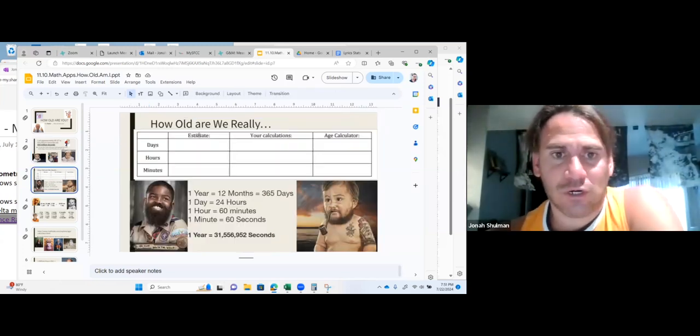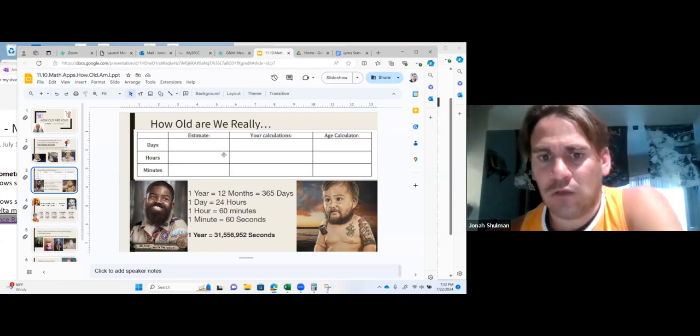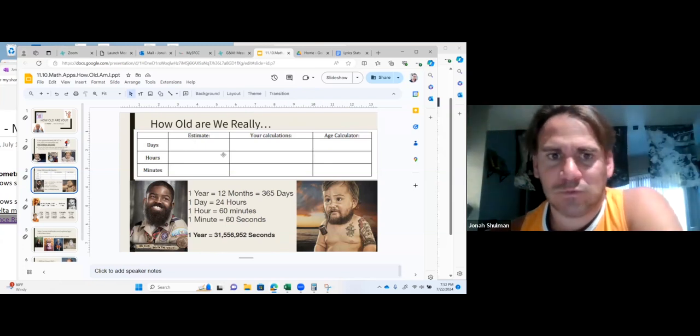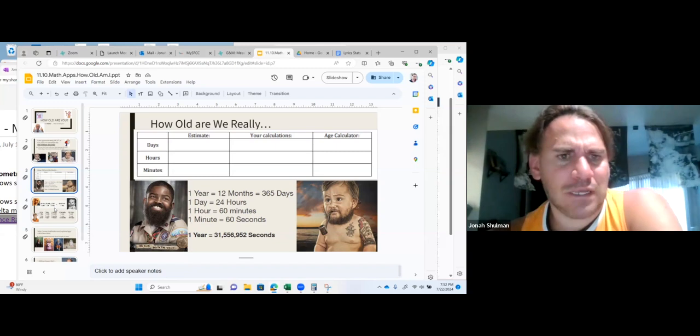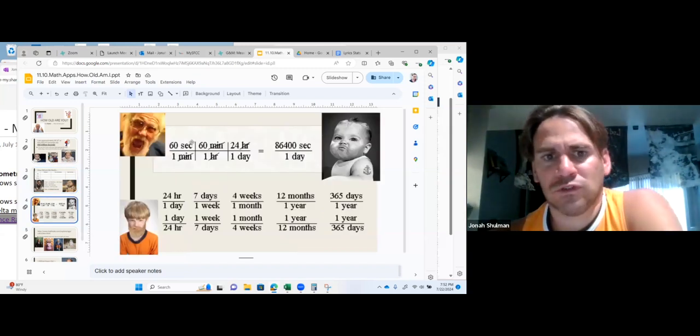So they get this chart. They have to fill it out. If you want the actual paper chart, just ask me for it. They first have to estimate the days, hours, and minutes, then do their calculations, and then the actual age calculator. And this is some conversions for them. One year is this many seconds, so they can see it. And then you always show them for conversions, always what you want.